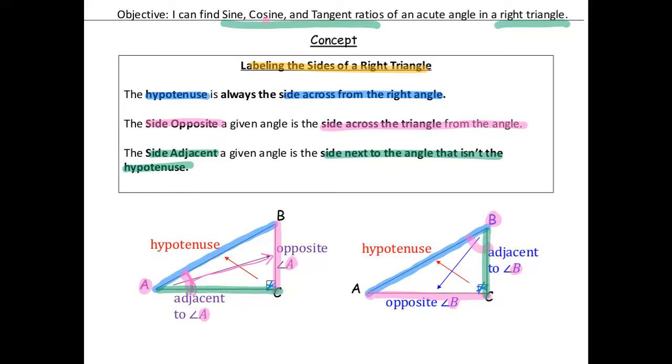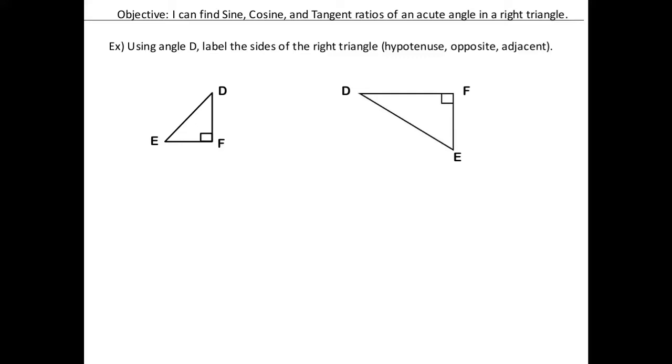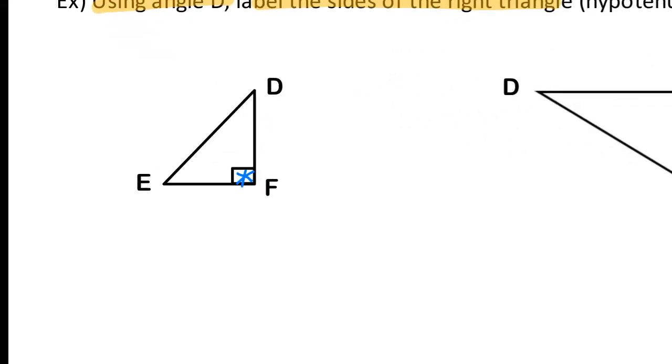Okay, so we're going to practice labeling the triangles. Let's go ahead and look at our first example here. The directions say to use angle D. Using angle D, label the sides of the right triangle as the hypotenuse, the opposite, and the adjacent side. So again, you always want to look for the right angle, which is right here. Yesterday we saw that the side across from the right angle, we always call that what? The hypotenuse.